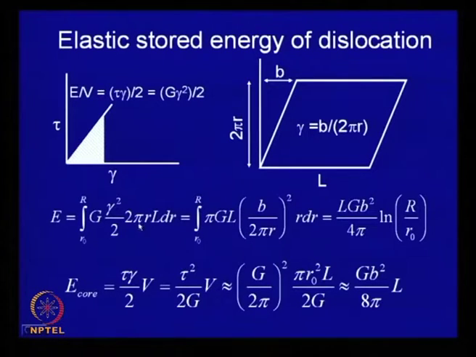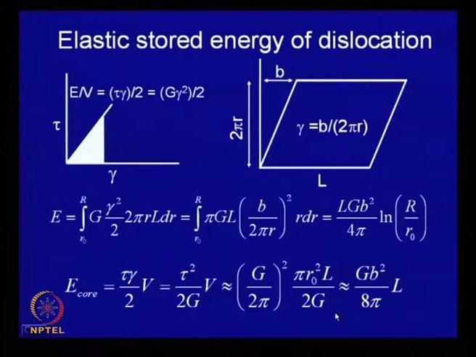So, this twice pi r dr is the surface area in which this is the stored energy, and here you substitute that expression for gamma, which is over here, and then if you integrate, you get this expression. What is important is that we calculate the energy per unit length. If the length of the dislocation is L, that also features here.